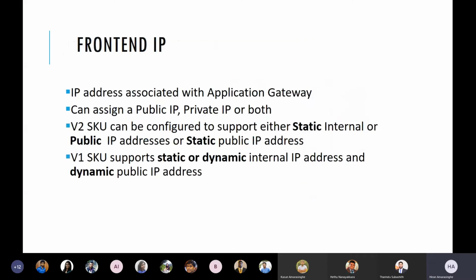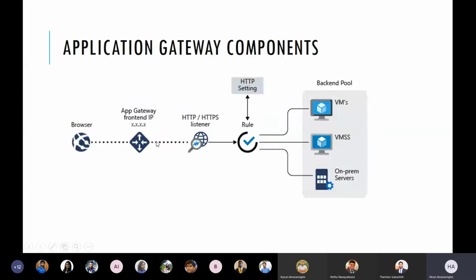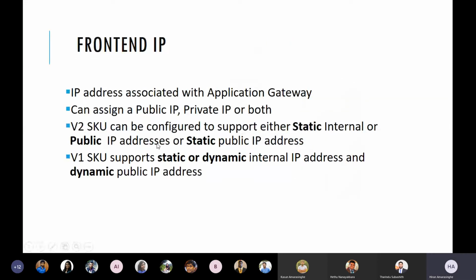Let's go to the first component. As you can see, the front-end IP is the first component. This is the IP address associated with the application gateway. When you are creating an application gateway, you will see that you have to get that IP address component. It's another Azure component, which gives you a static public IP address. It can be static public, or it could be a private IP address, or a dynamic private or dynamic public address. And the V2 SKU, SKU meaning stock keeping unit, right?